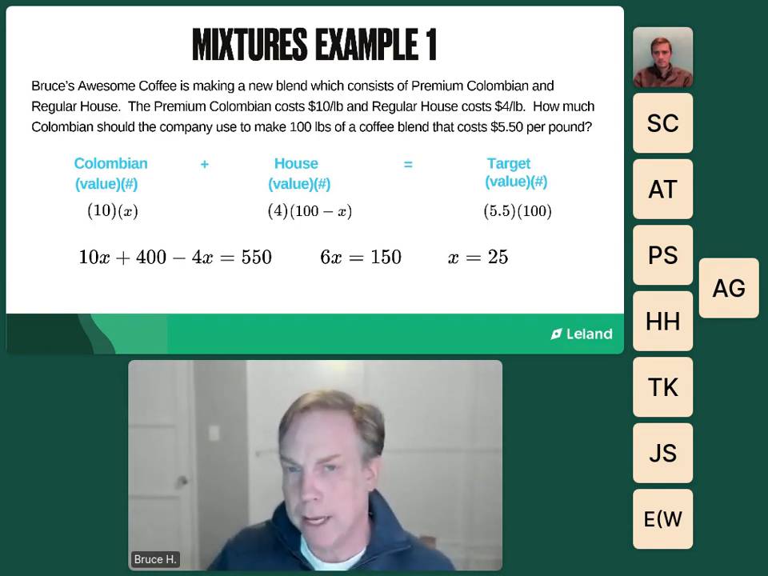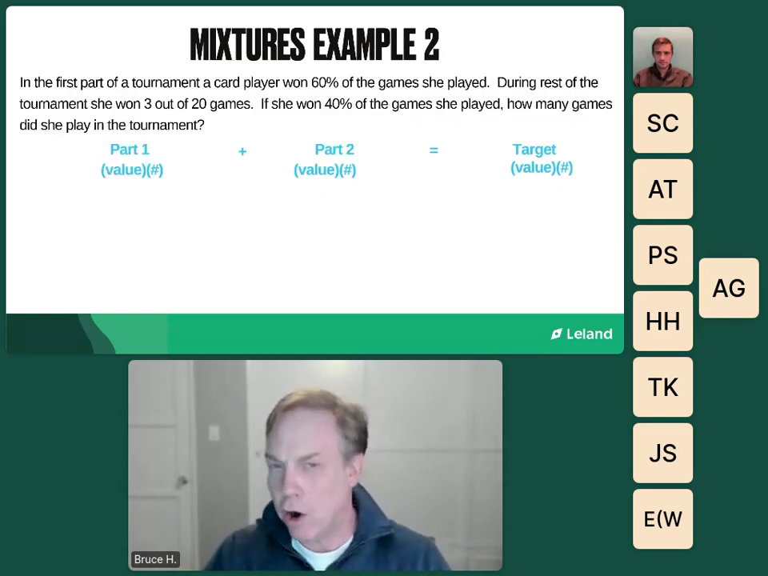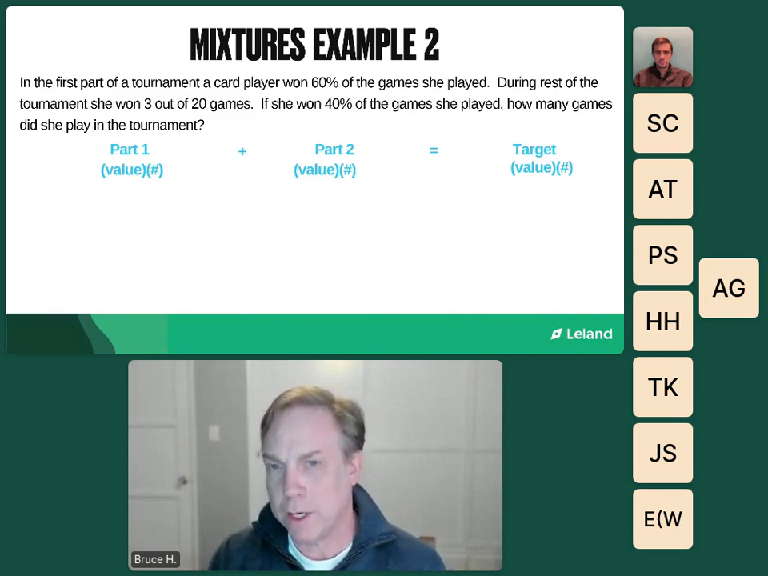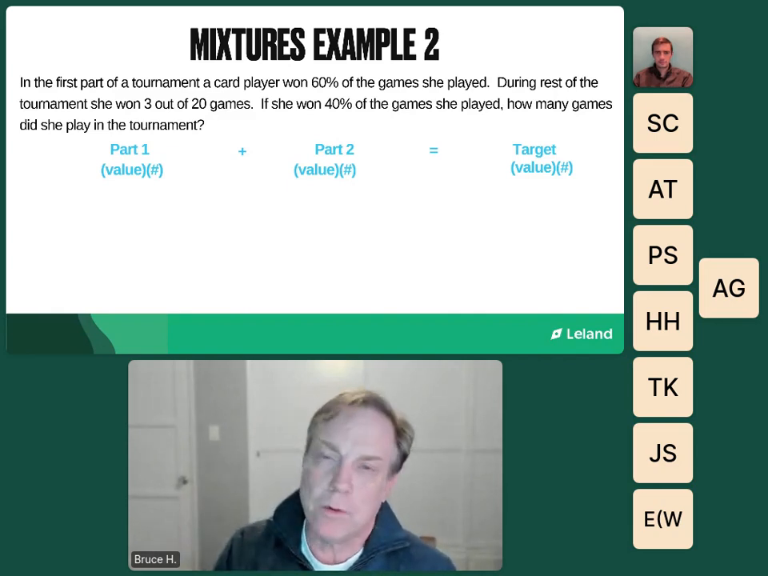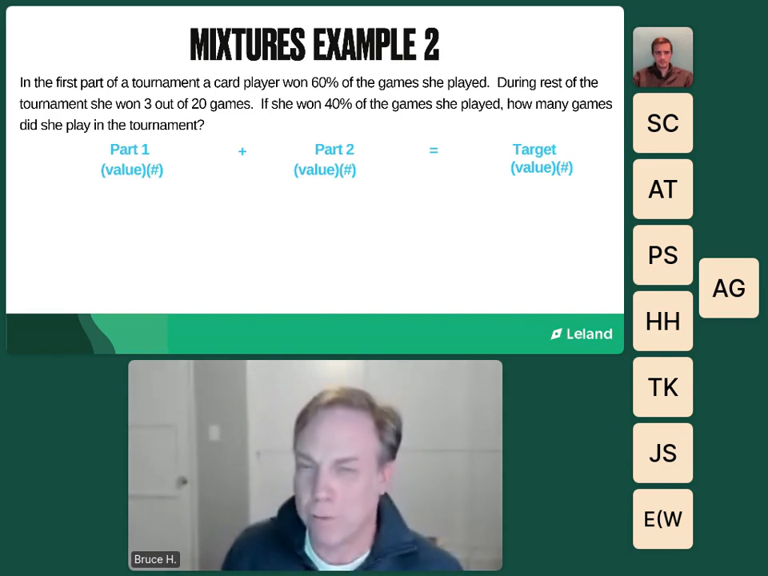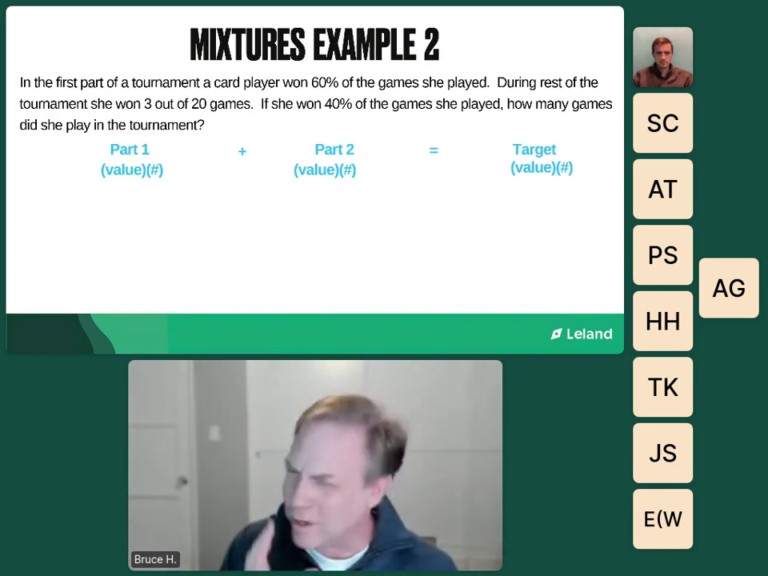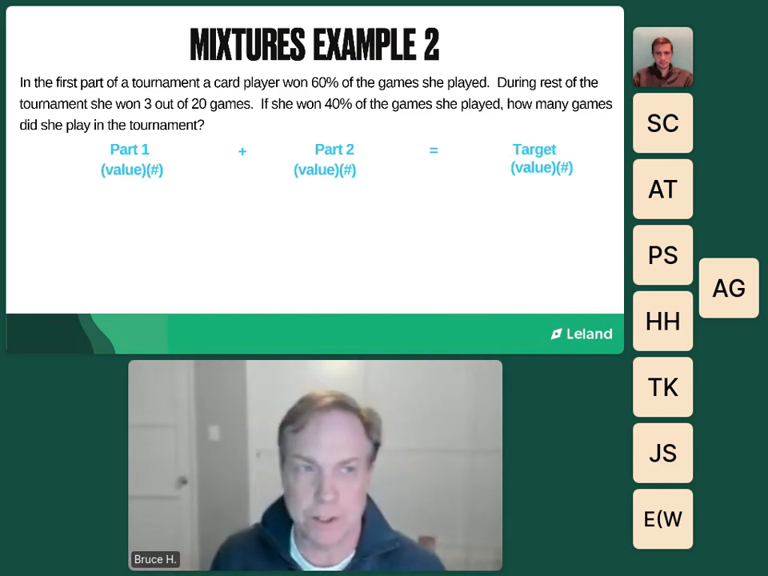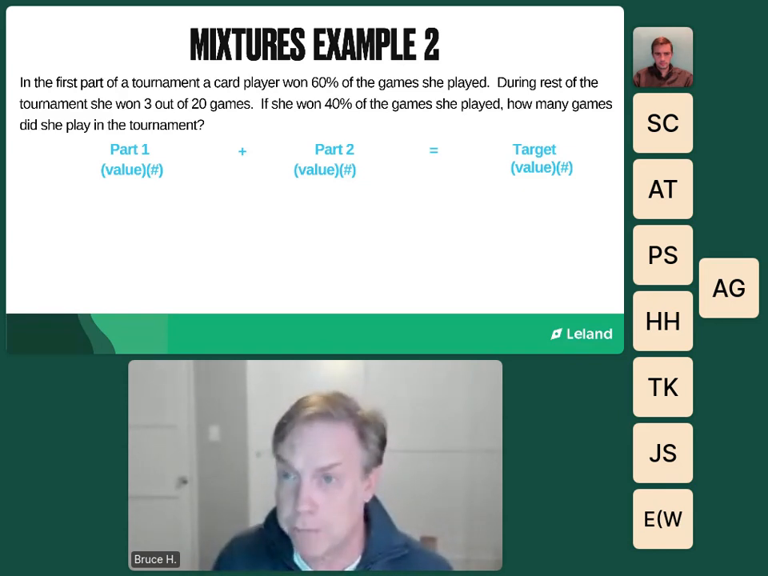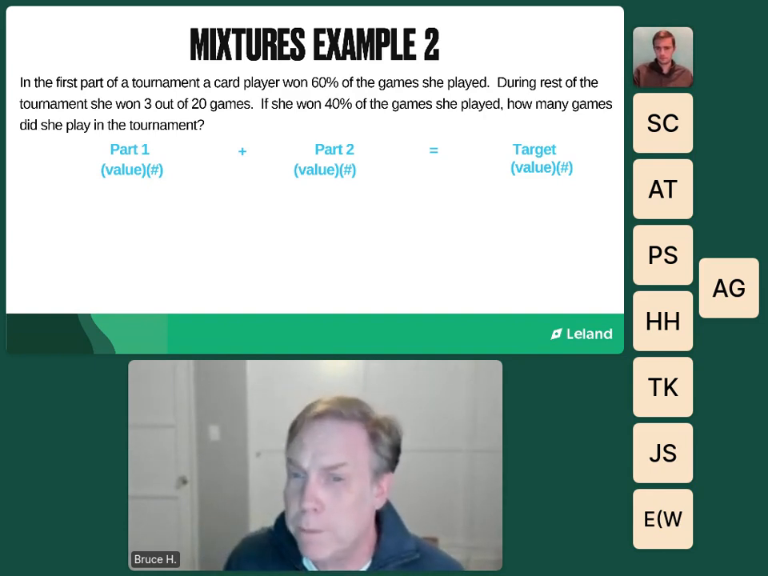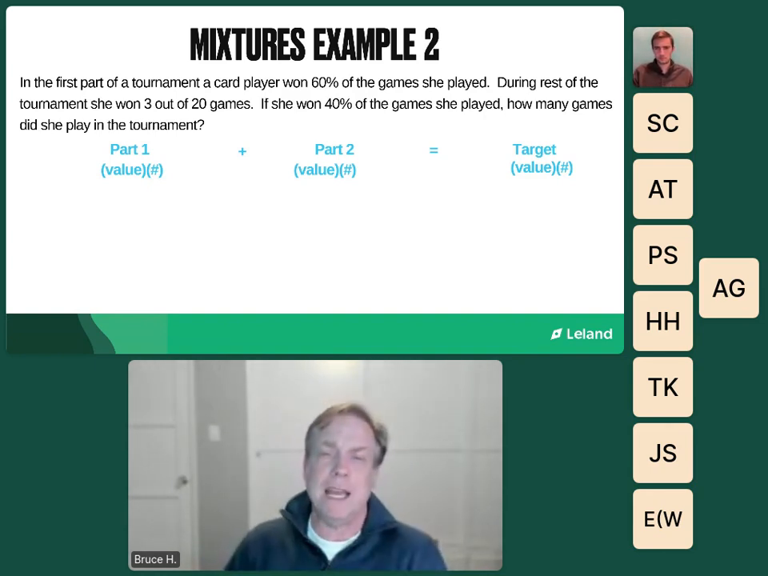Let's say they try and make this even harder to understand. The great thing is, no matter how they ask the question, we know for sure it has to fit into the framework. So the framework becomes a very powerful tool for us to sort their deliberately confusing words and get them into a simple equation that we can solve. So in the first part of a tournament, a card player won 60% of the games she played. During the rest of the tournament, she won 3 out of 20 games. If she won 40% of the games she played, how many games did she play in that tournament?